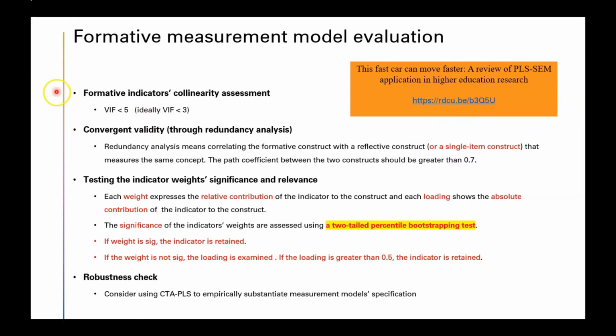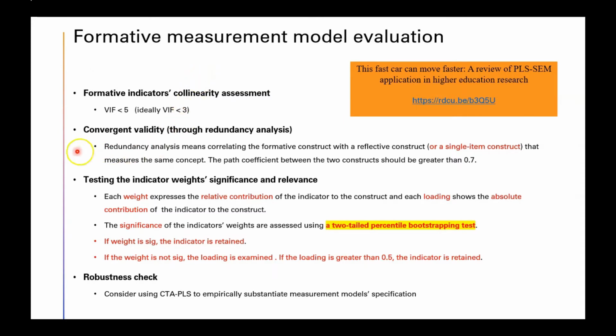By the way, the first step is to evaluate formative indicators' collinearity, and basically to do this we have to focus on the VIF values, or variance inflation factors, for any of the items of our formative measurement model. We would like to see these values to be less than 5, or ideally less than 3, and if this is the case then it means that we have no problems with respect to collinearity among the indicators of the formative measurement model.